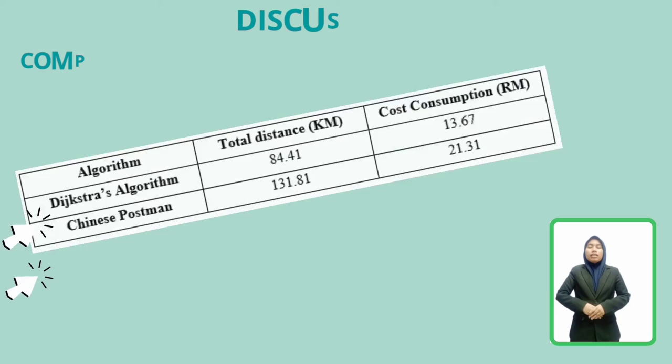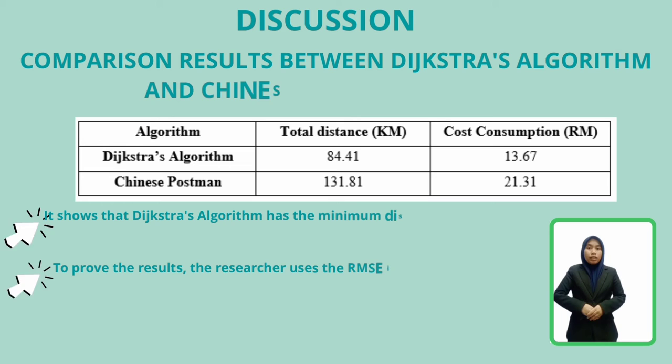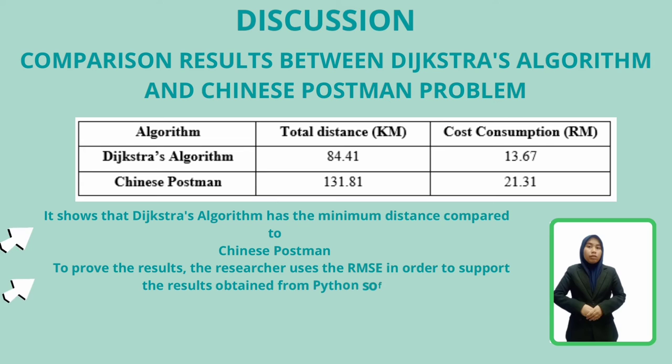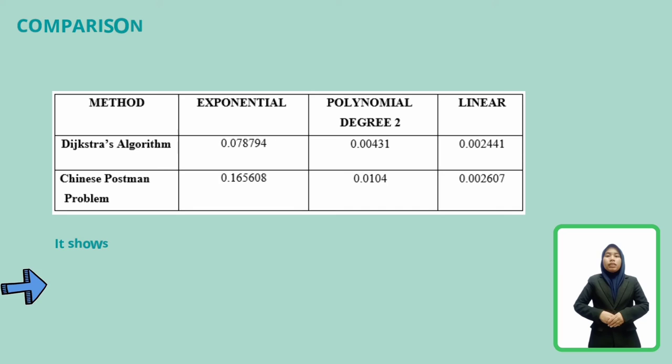Discussion. The table above shows the comparison of the results obtained by using two different methods. It shows that Dijkstra algorithm gives the minimum distance and cost as compared to CPP. In order to verify our result, we use RMSE. The RMSE result is as shown in the table above.